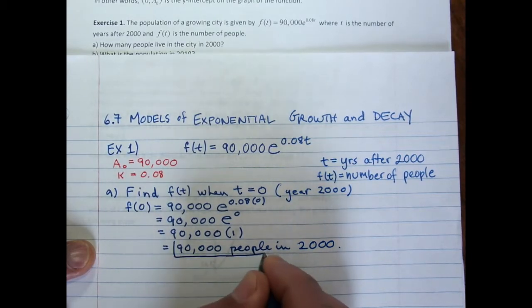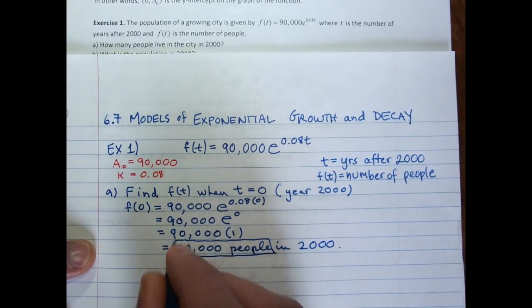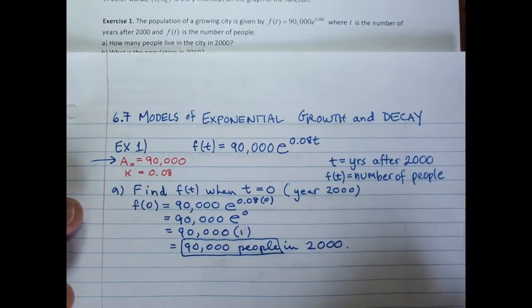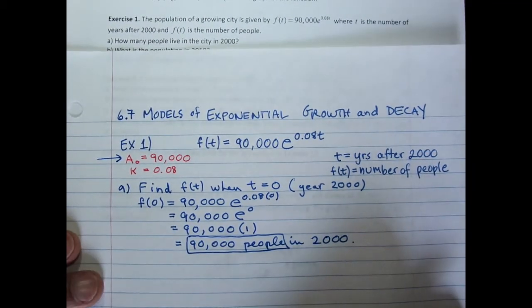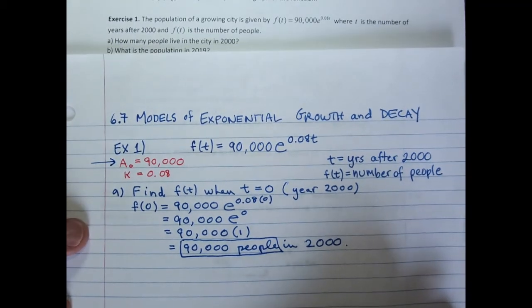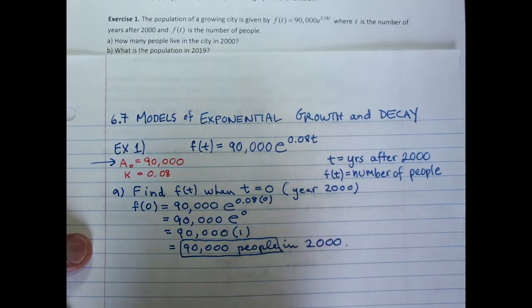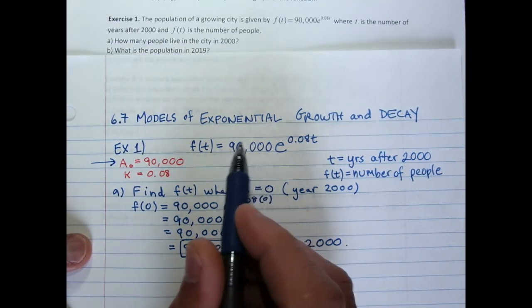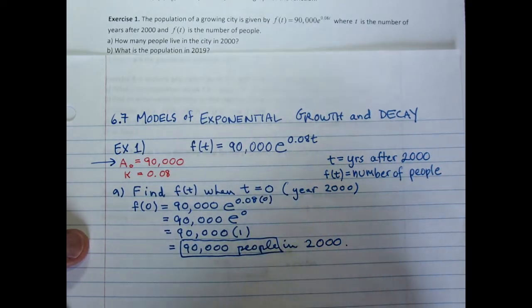And that's the answer to part A. You could have just written it down, right? Because we already talked at the very beginning about how a sub 0 value is always going to be the function value at t equals 0. So once you learn that fact, you can just write it down. You could have just said, yep, I know that's what 90,000 means.